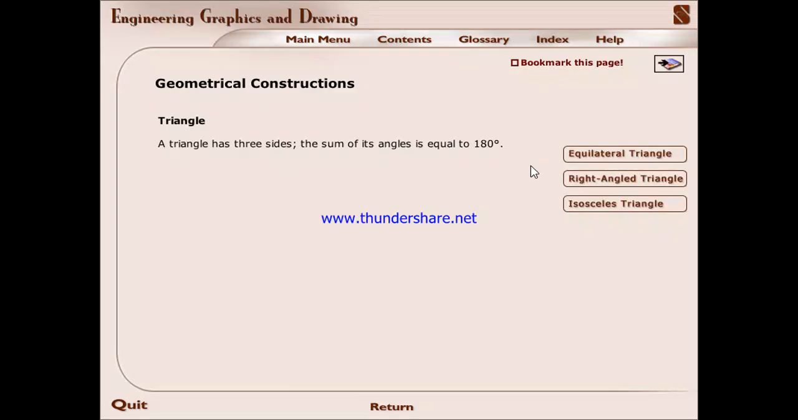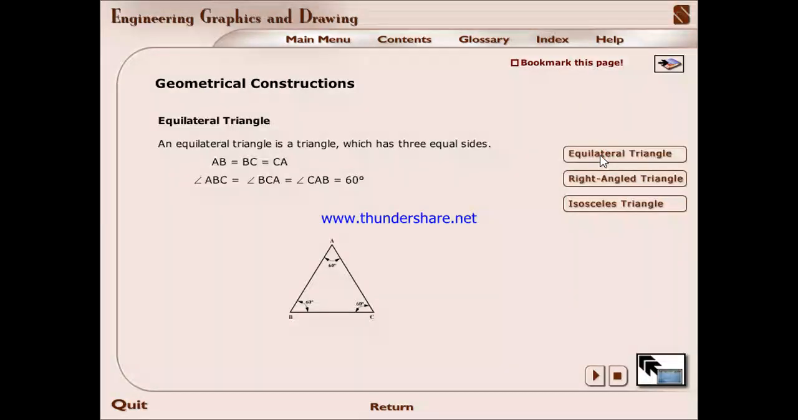That is triangle. Triangle has three sides. Sum of its angles is equal to 180 degrees. Equilateral triangle. An equilateral triangle is a triangle which has three equal sides. That is, AB is equal to BC is equal to CA. And also angle ABC is equal to angle BCA is equal to angle CAB, which is all angles are equal to 60 degrees.